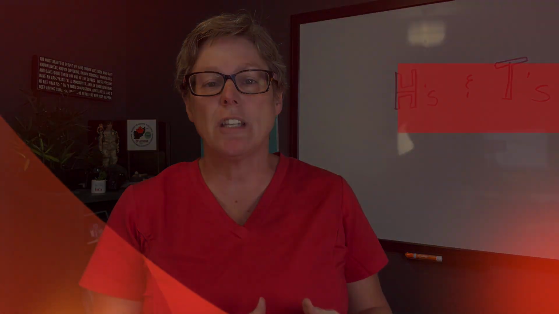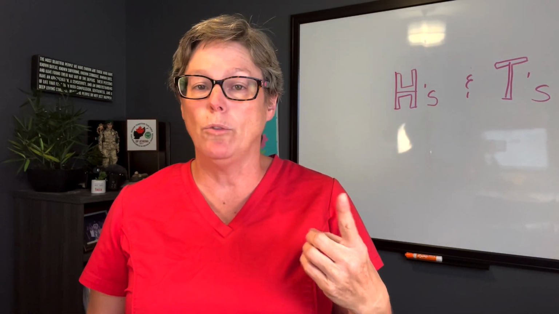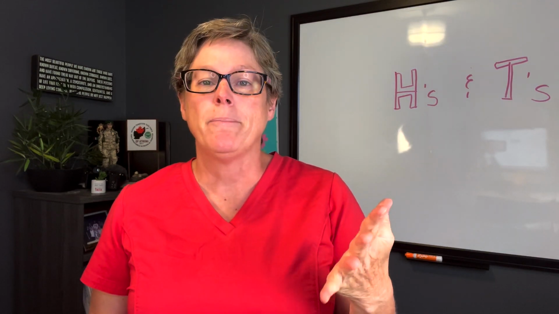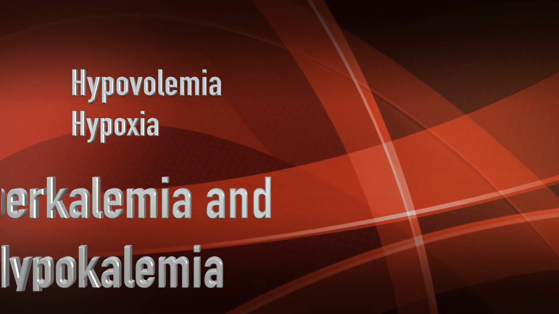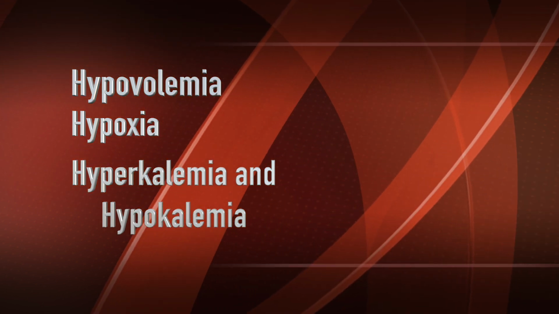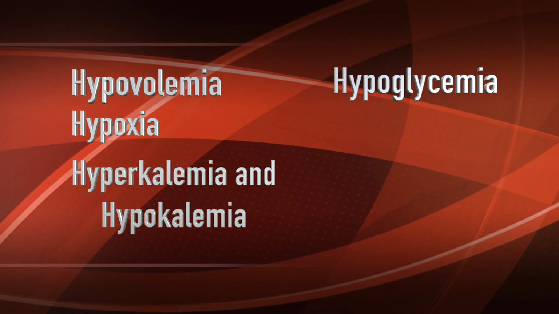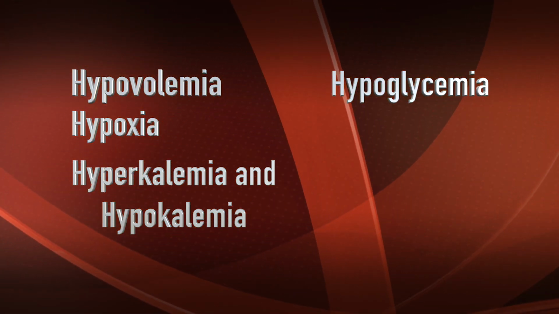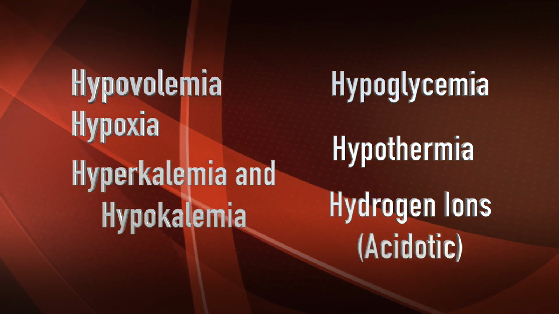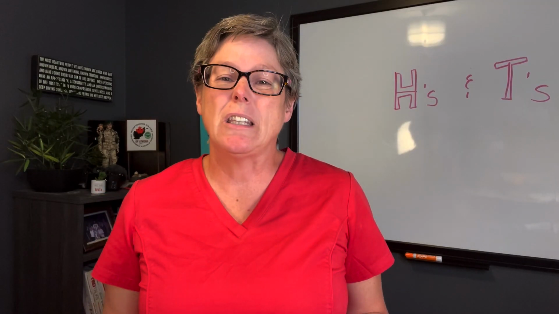Let's quickly run down the H's and then we'll talk about them briefly. When we think of the H's, think of everything to do with the blood. We have volume, sugars, temperature, oxygen, and electrolytes. And so we have hypovolemia, low in volume, hypoxia, low in oxygen, hyperkalemia, high in potassium, or hypokalemia, low in potassium. We can also have hypoglycemia, low in sugar, hypothermia, very cold temperature. And then the acid-base balance is represented by hydrogen ions. So let's take a look at these individually.